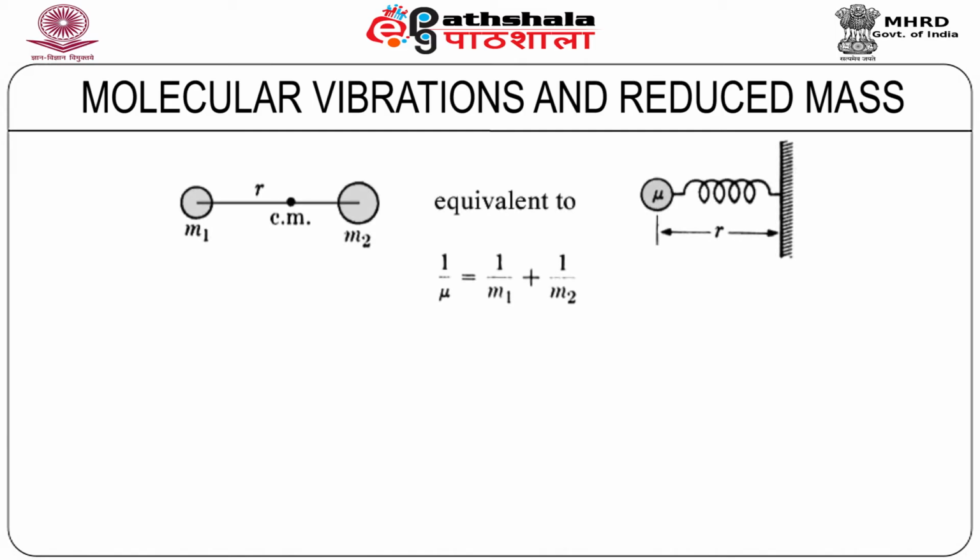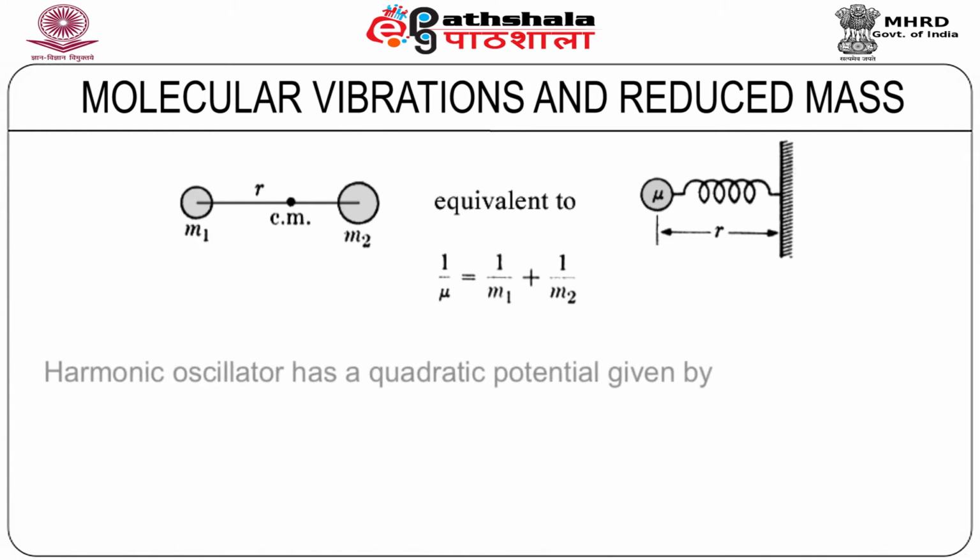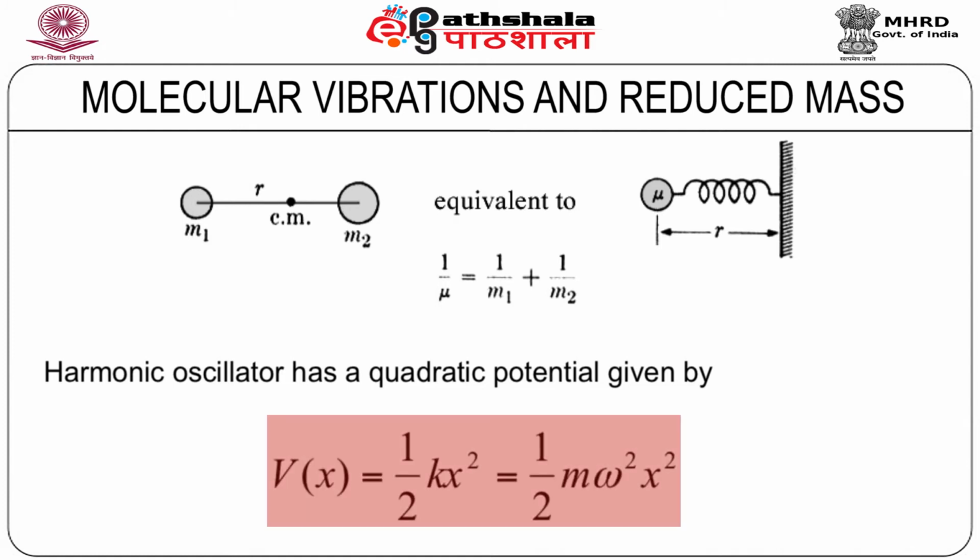Well, you can see a diagram now on the screen which shows the equivalence of a diatomic molecule to a harmonic oscillator, provided you replace the mass of the oscillator by the reduced mass of the diatomic molecule, 1 by mu equal to 1 by m1 plus 1 by m2. So this is shown pictorially at the beginning of the screen. And the harmonic oscillator now has a quadratic potential, which is given by V(x) equal to half k x square or equal to half m omega square x square, as we have already told you.